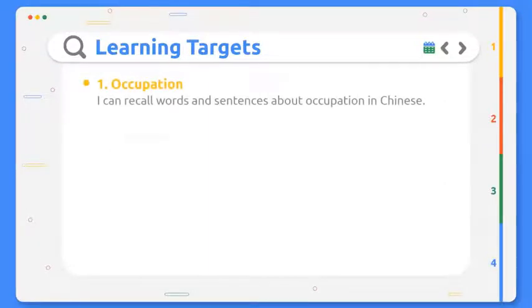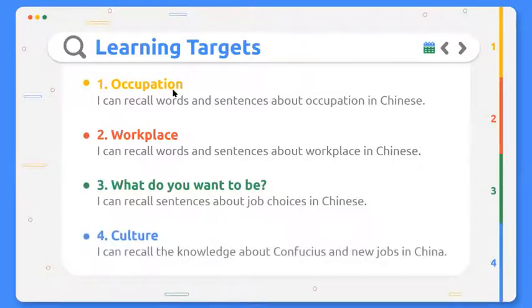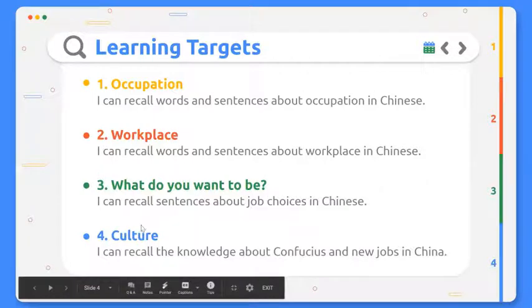In Unit 3, we can divide the review into four parts. We will talk about occupation: we're going to review the words and sentences about occupation in Chinese. Workplace: we're going to review the words and sentences about workplace in Chinese. And "What do you want to be?": we're going to talk about this sentence with job choice in Chinese. And the last part, we're going to review the culture: knowledge about Confucius and new jobs in China.